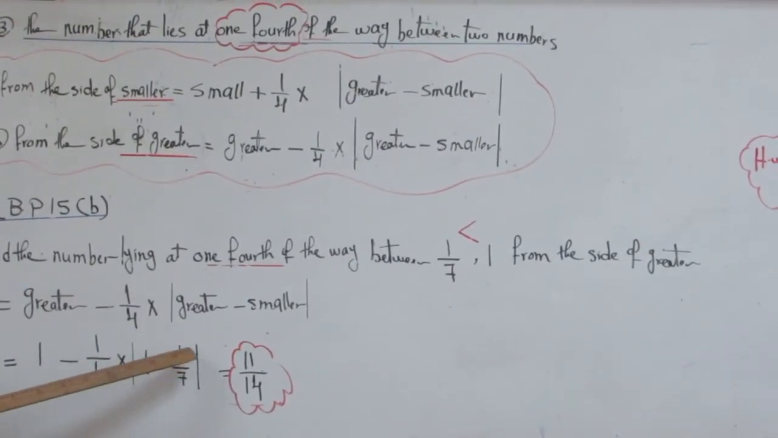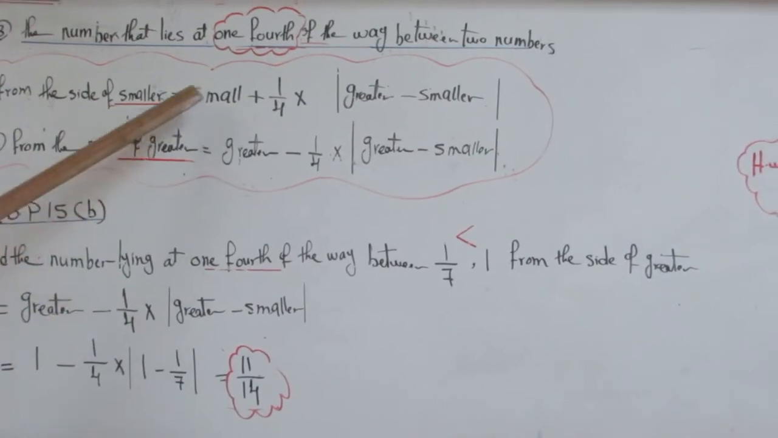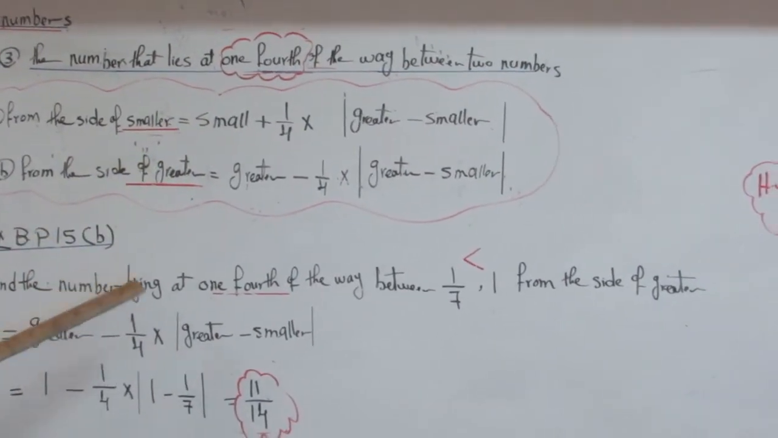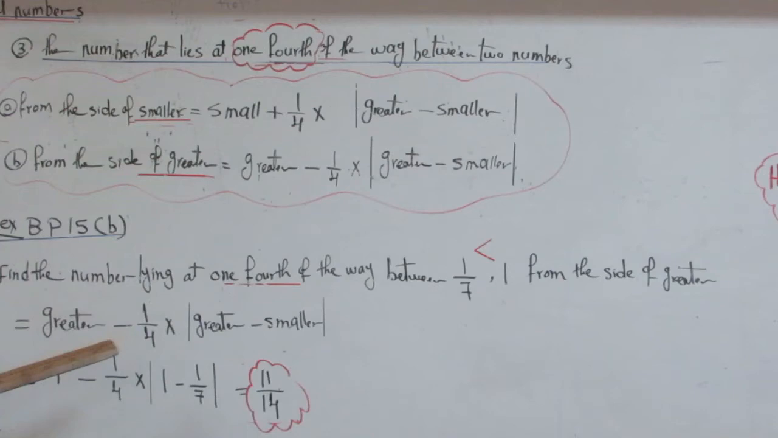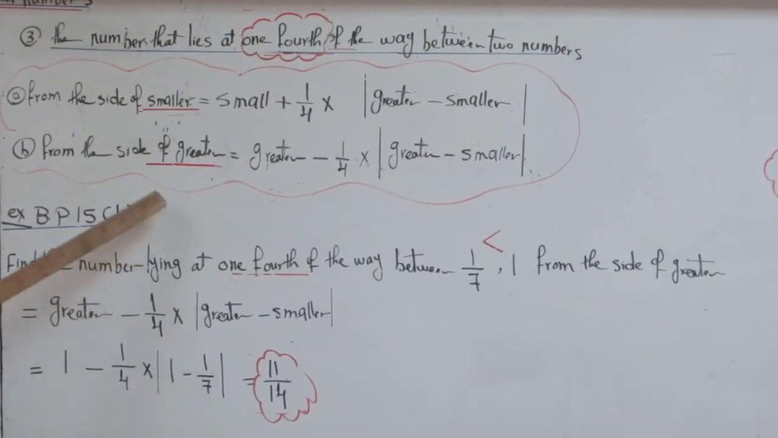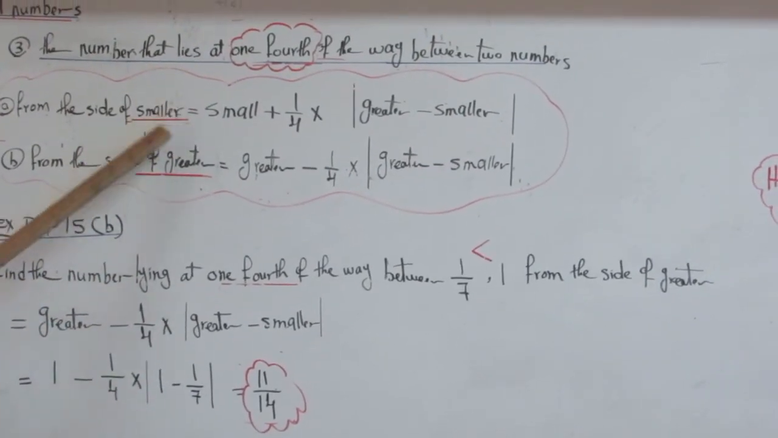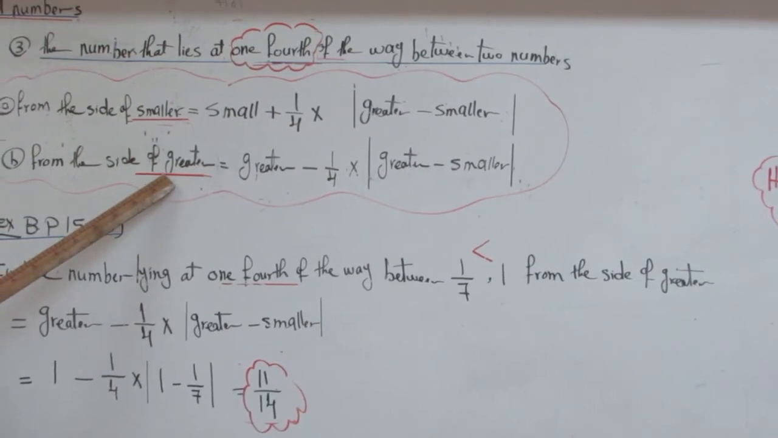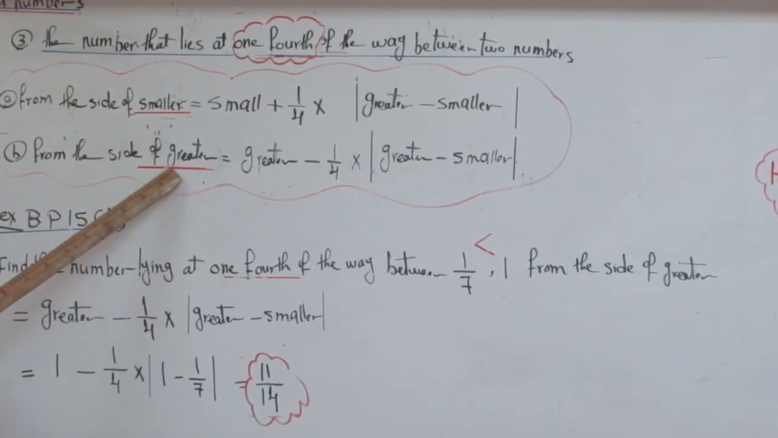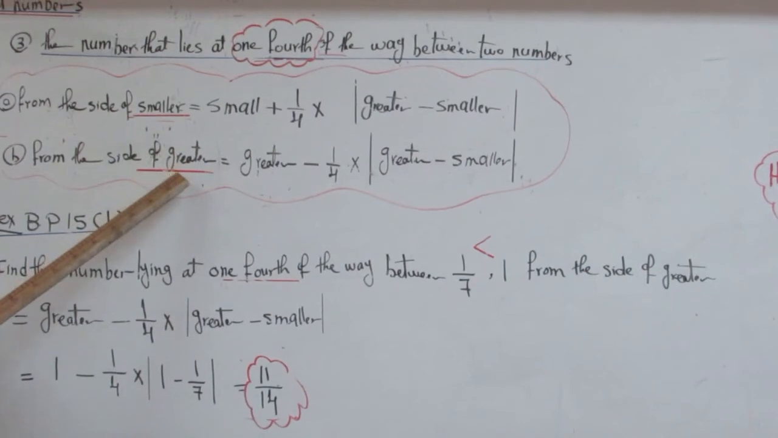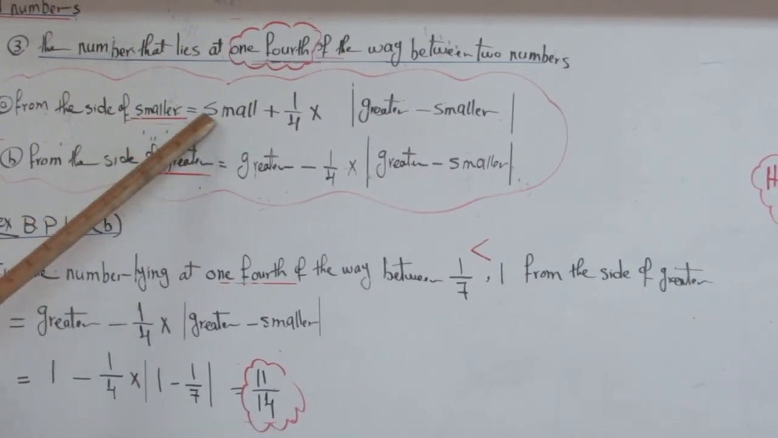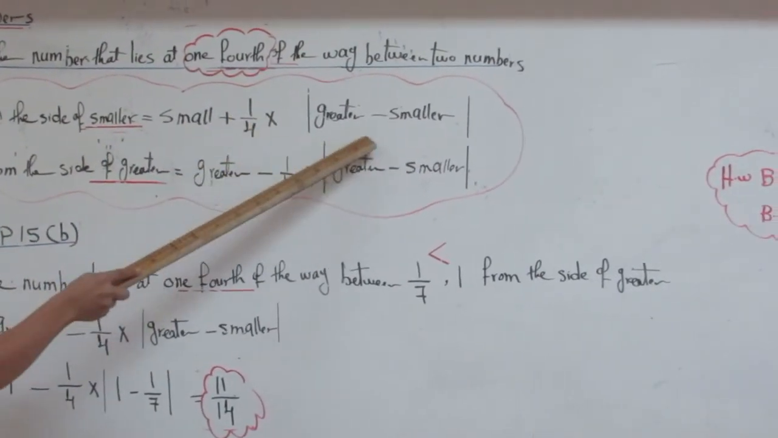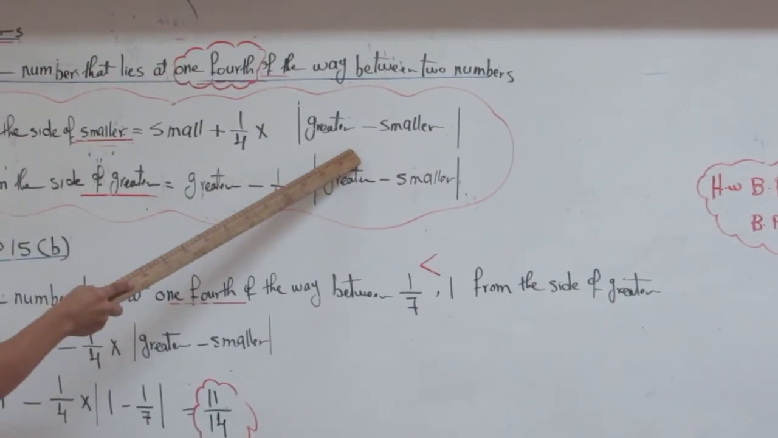In general, if he says 1/4, 1/5, 1/6, 1/10, 1/9, 2/10, whatever, he must give me the side, from the smaller or the greater. The halfway is different from any distance. If we say 1/4 or 1/5, in general, the answer from the smaller equals the smaller plus the distance times the difference. It's very easy, my friends.